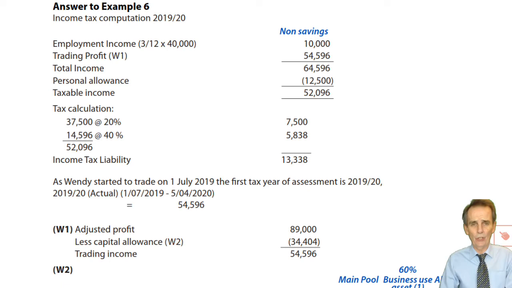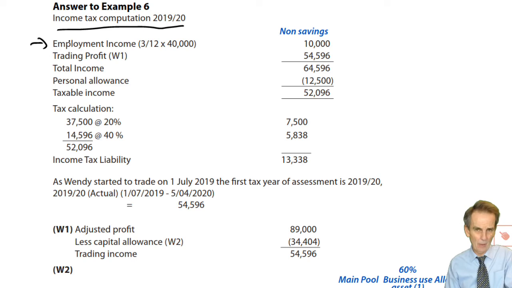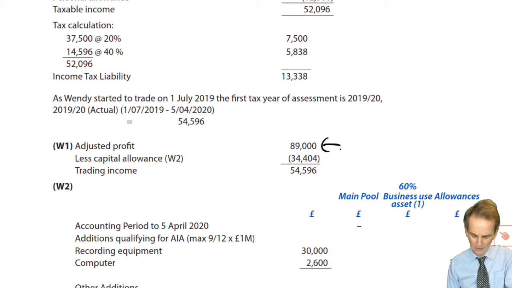Okay, well, assuming you got the tax-adjusted trading profit correctly computed, the capital allowances bit was the only slightly tricky bit of this process, then you'd be looking at an income tax computation for the 1920 tax year that looks like this. We'd have our employment income, that was 3/12 of 40,000 as we knew. You had to work out that tax-adjusted trading profit. That was a result of the given adjusted profit, less the capital allowances that you went on then to compute. I'll come back to that in a moment.